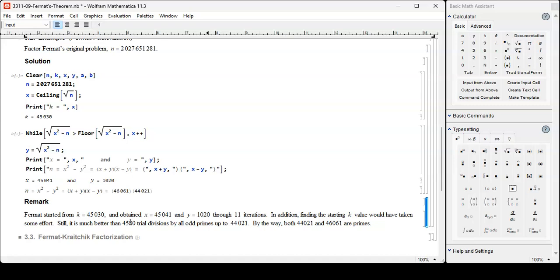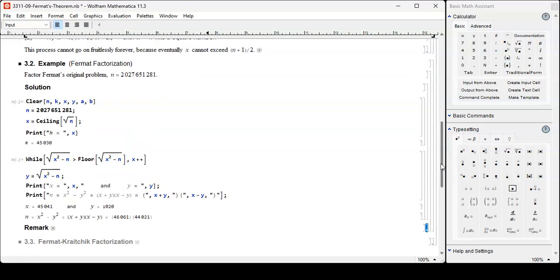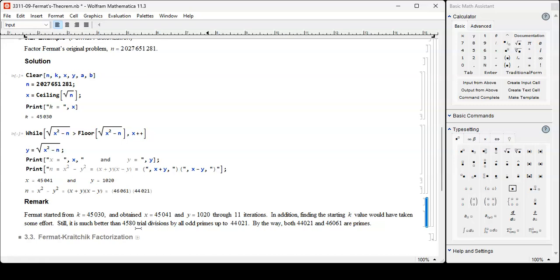According to our textbook, yeah, okay, 4,580 trial divisions. Oh my goodness. So it must have taken some effort to check whether those are square numbers or not. That's trial square root computation, but just 11 trials versus trial division of 4,580.